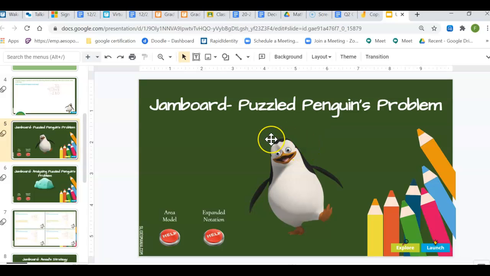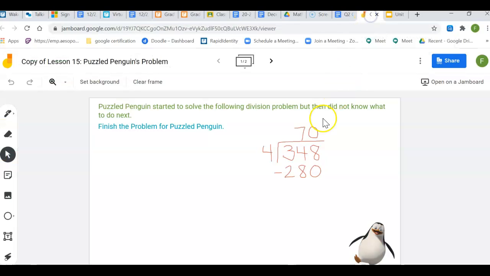So next up, we have a Jamboard that we're going to continue with, puzzled penguin's problem. And once again, we've got these help buttons down here. If you get stuck on something, or forgot how to do the area model or the expanded notation for division, just click on one of these help buttons and it'll be a short video just reminding you how to solve them that particular way.